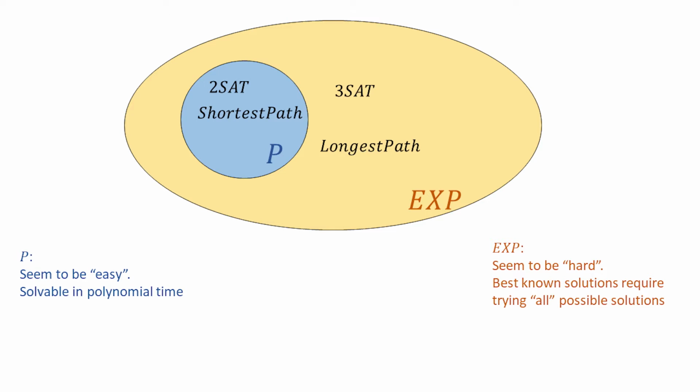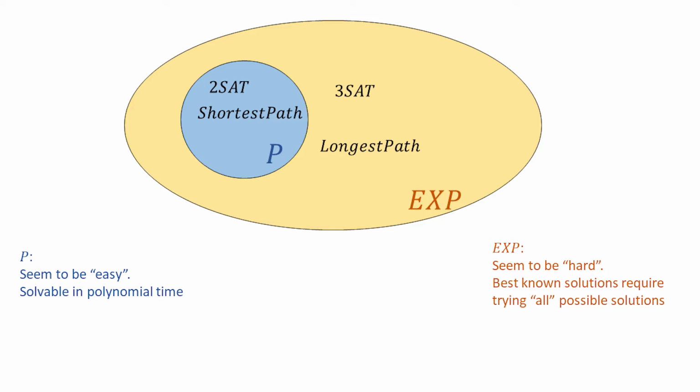And these problems sort of ended up fitting into these two categories, where two-sat and shortest path belong to this class P that we said were the problems that were maybe easy to solve. And by easy, we mean that a Turing machine could compute them in polynomial time. So we could solve those problems in polynomial time.